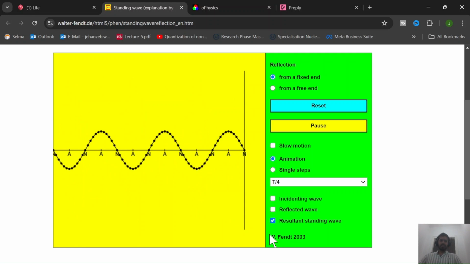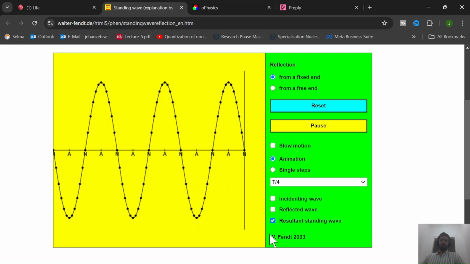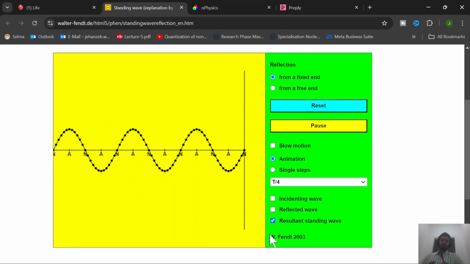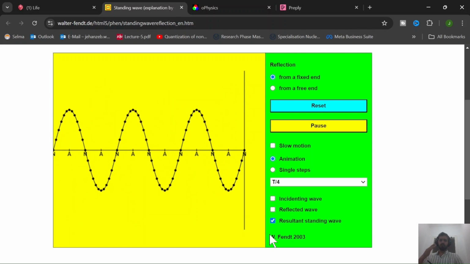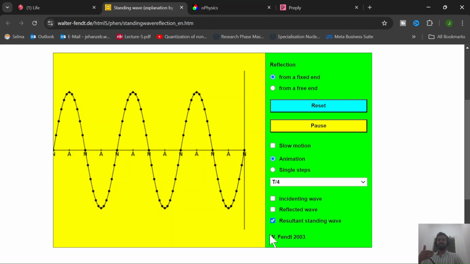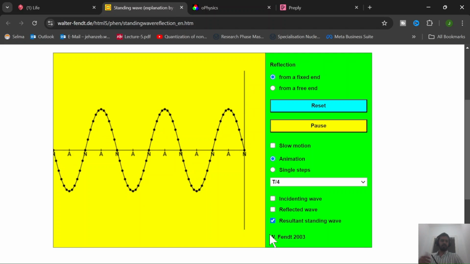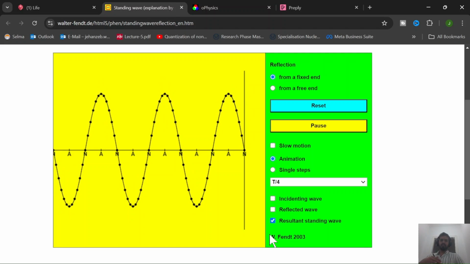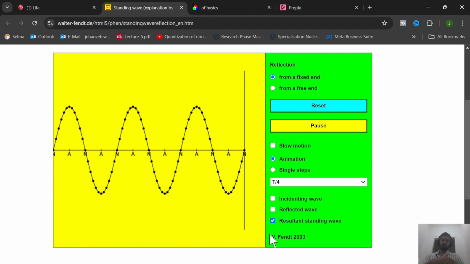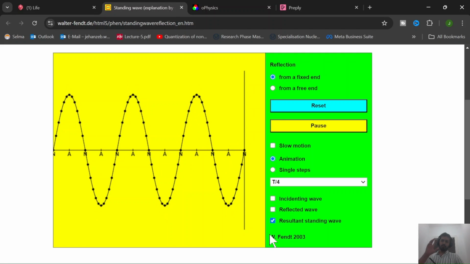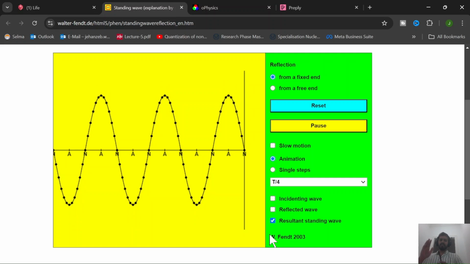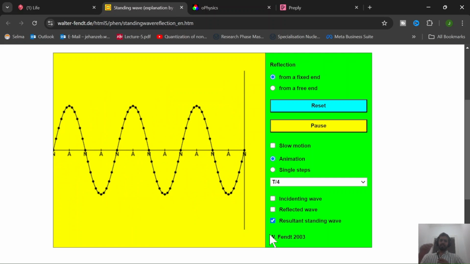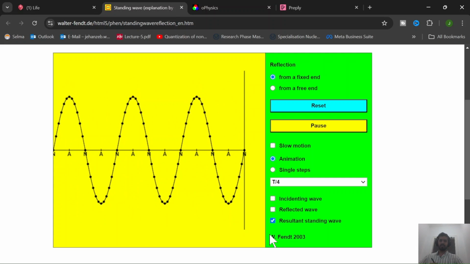The second thing I want you to understand is the difference between a standing wave and a traveling wave. A traveling wave actually transports energy from one point to the other. It carries energy from one point to another point. On the other hand, a standing wave does not transfer energy from point A to point B. The standing wave itself will have some energy, but the energy will be kind of trapped in the wave. It will not transport the energy.